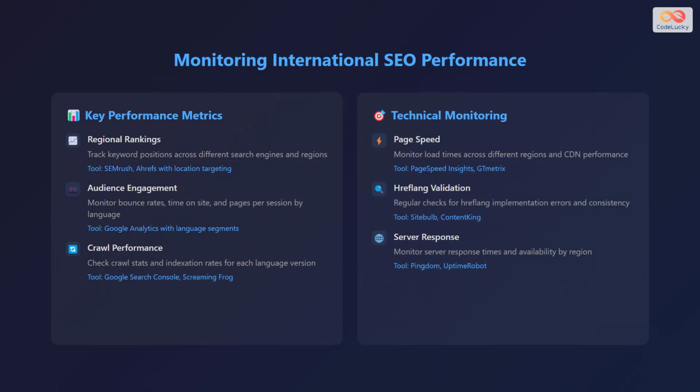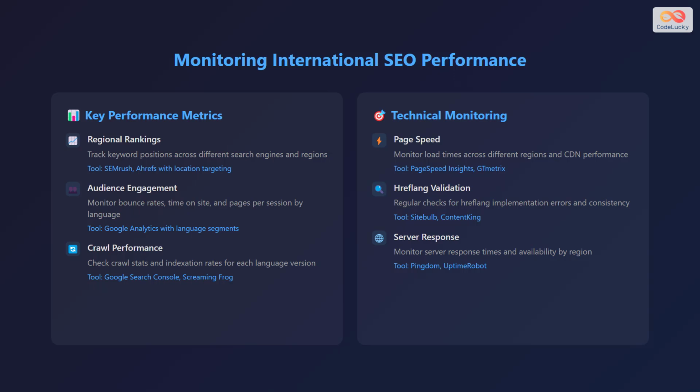To ensure your international SEO efforts are paying off, it's essential to monitor key performance metrics. Firstly, track your regional rankings. Monitor keyword positions across different search engines and regions. SEMrush and Ahrefs with location targeting are good tools for this. Next, audience engagement. Monitor bounce rates, time on site, and pages per session by language. Google Analytics with language segments can help with this.